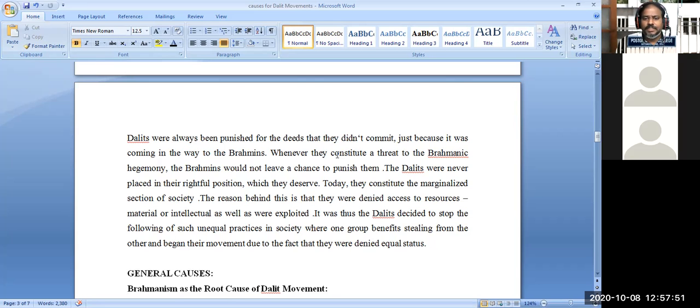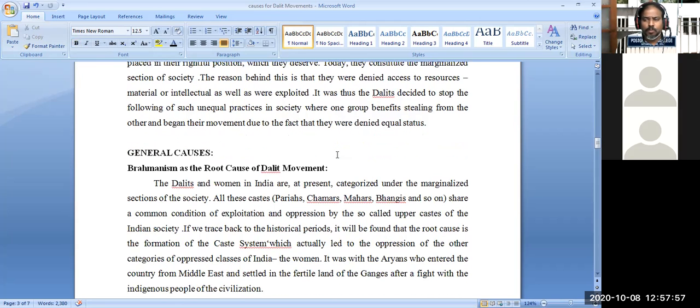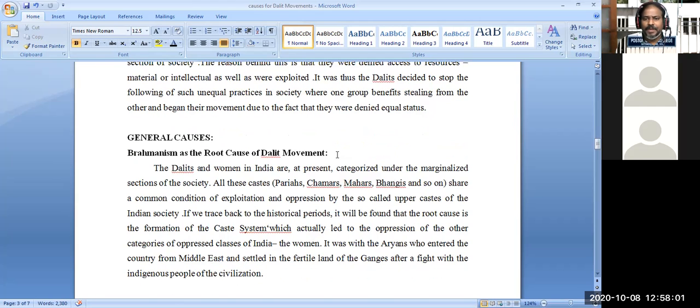Now when you see the general causes for the Dalit movements, the first and foremost one is Brahmanism as the root cause of the Dalit movement. Brahmanism, the Brahmin, which is a superior varna, a superior class or community in Indian society, is making certain laws only supporting the upper varnas, and laws which show certain inequality to the Dalits or untouchables. So Brahmanism is the main cause because all laws are made by the Brahmins.